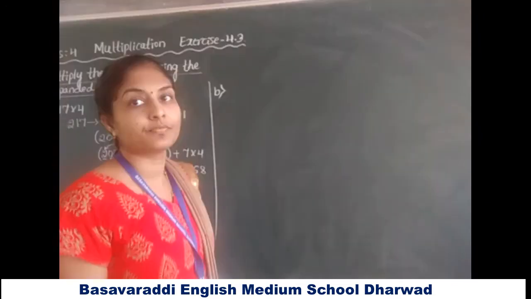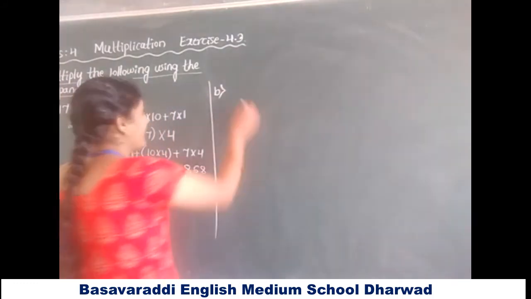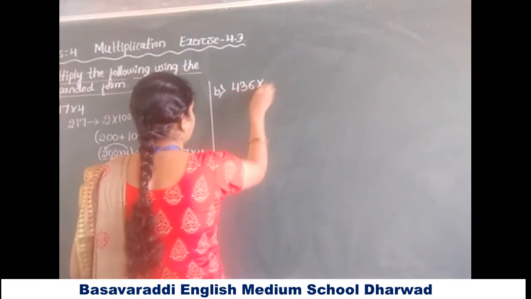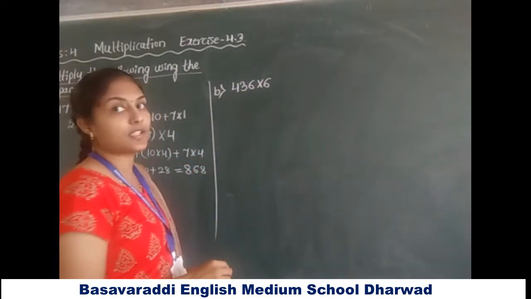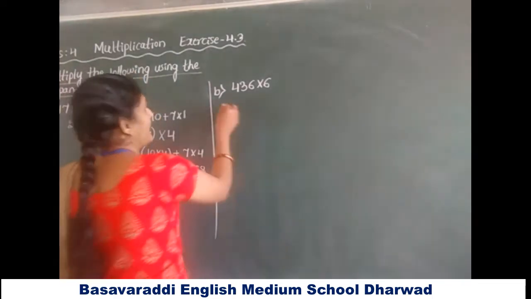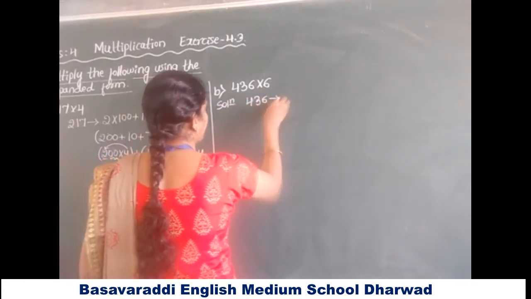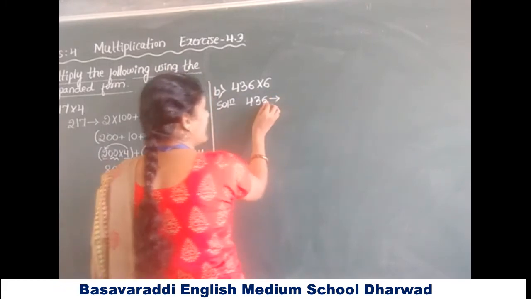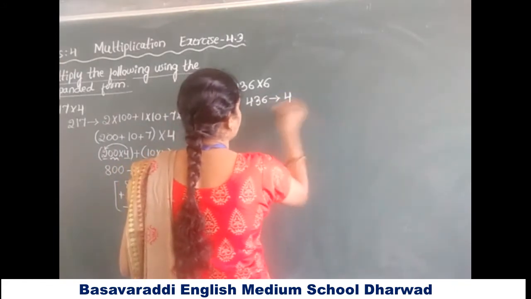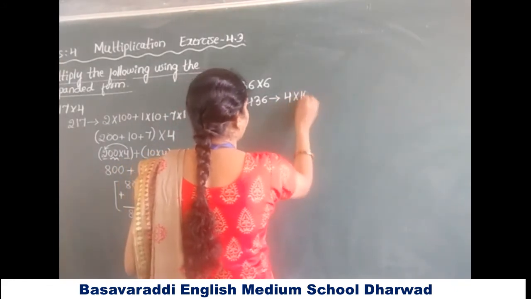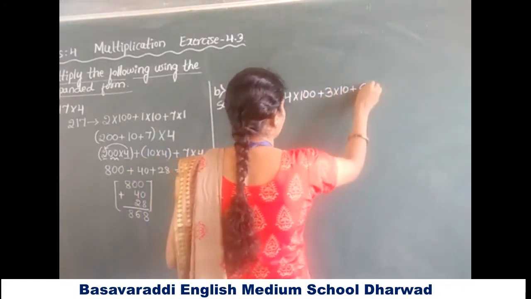That is B. Okay, the B question is 436 into 6. First we have to write 436 in the expanded form. Write this one, 436 in the expanded form. That is, the 6 is in ones place, 3 is in tens place, 4 is in hundreds place. So write with the respective places. That is 4 into 100 plus 3 into 10 plus 6 into 1.